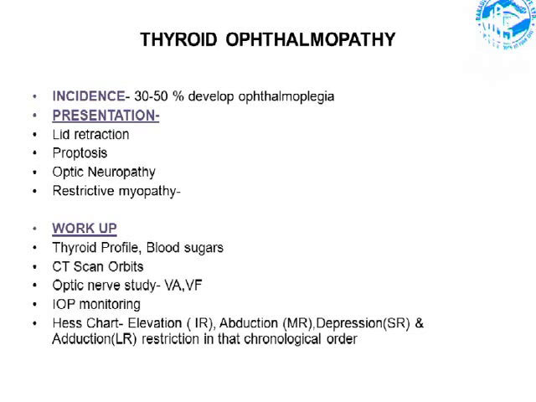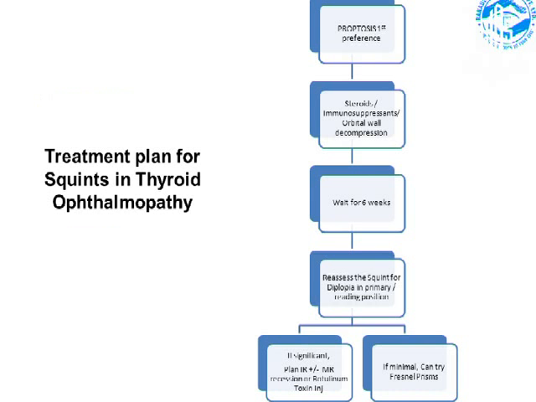As far as thyroid is concerned, the next topic, 30 to 50% of thyroid patients who have orbitopathy do complain of diplopia also. They complain with the retraction, proptosis, optic neuropathy, and restrictive myopathy. We will do a thorough, detailed thyroid workup in these conditions, and the treatment plan is very simple. First, we have to address the proptosis, which is the first preference, and the method of choice is steroids or immunosuppressants, or orbital decompression as per the case.